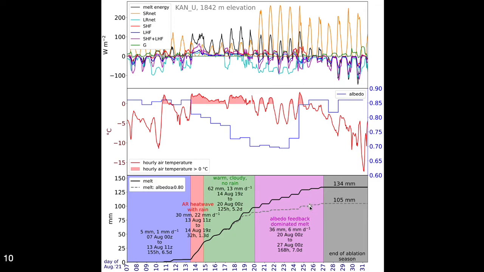And so we estimate the albedo feedback empirically, and it adds about 30% more melting. And the cumulative melt here, 36 millimeters, is higher than during the short-lived atmospheric river. So had the AR not happened, this feedback phase would not have happened. It also was important that it got clear skies. So this is an example of albedo feedback.